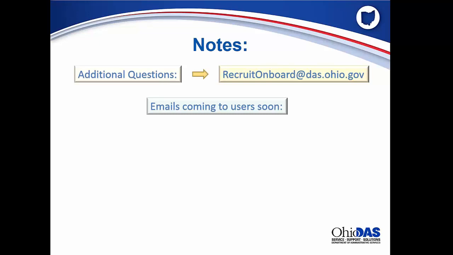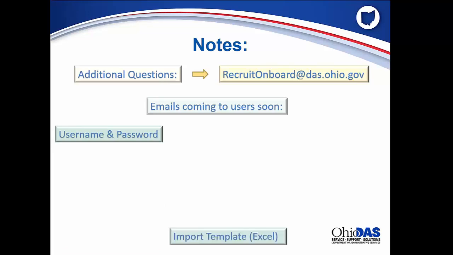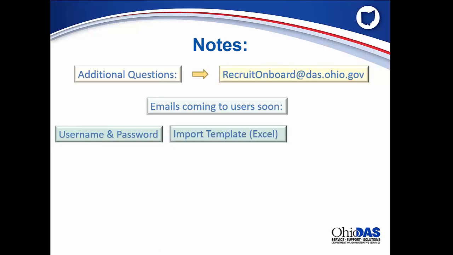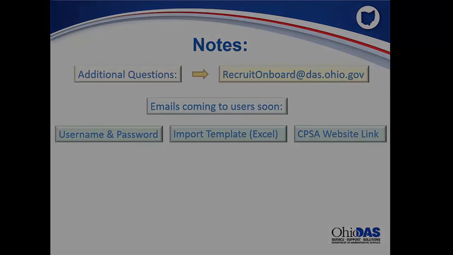But the email's coming soon to users. Of course, your user name and password will be coming to you. I had said earlier I'm going to send out an import template in Excel, and of course the CPSA website link that you could either make a shortcut on your desktop to, or I think a lot of people will probably make favorites in their browser. And that is it. That is the webinar.